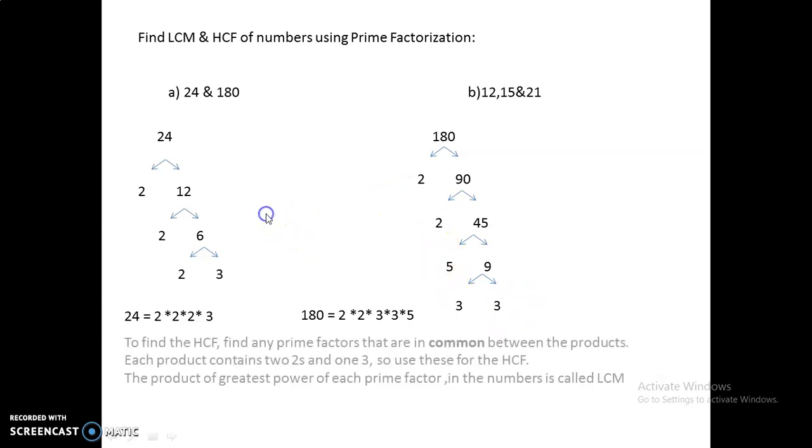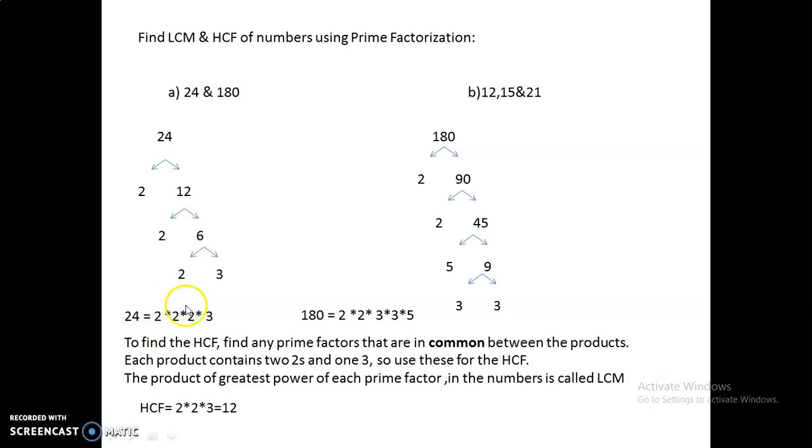So now coming to LCM and HCF. What is HCF? To find HCF, find any prime factors that are in common between the products. So here the common factors are, for 24 there are 2 2's. Again 180 also had 2 2's, and we had another common factor between 24 and 180, that is 3. So finally the common values are 2 into 2 into 3, that is 12. So the HCF of 24 and 180 is 12.